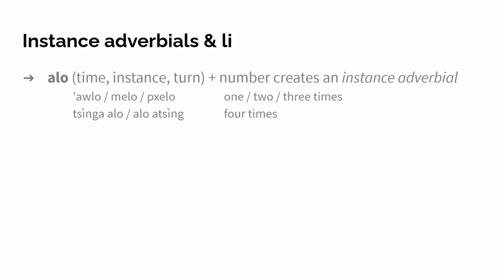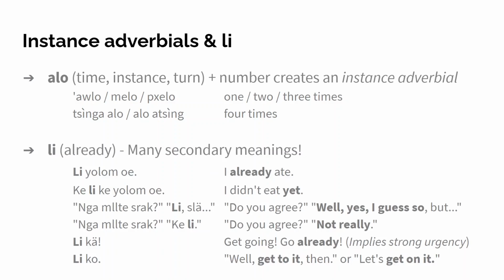Then let's look at li. You might ask why? What is so interesting about li? It's such a small word and it just means already. And yeah, kind of, but actually li has a lot of secondary meanings, which are very good to know, I think, because they are not used as often as they should be, because I have the feeling many people often forget about them, like I do too actually. So let's look at them.